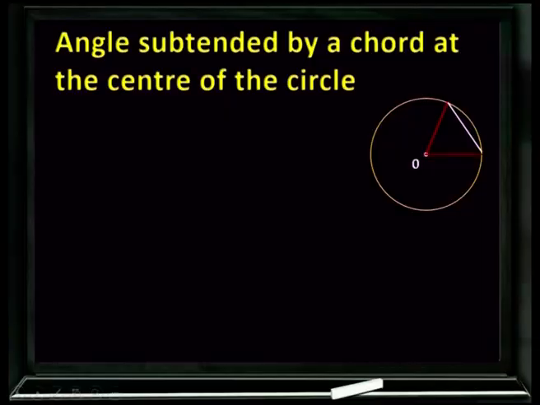Now, let us see each and every case. The first case is the angle subtended by a chord at the center of the circle. So, this is the circle, and OA and OB are two radii, and AB is a chord here. AOB is an angle made at the center, and AB is a chord here. OA and OB are radii.